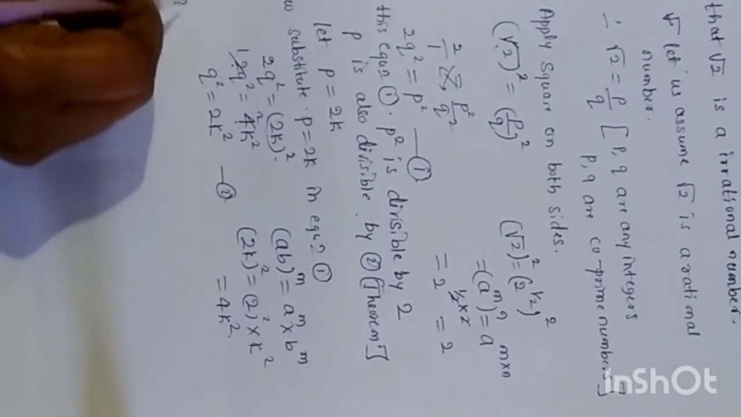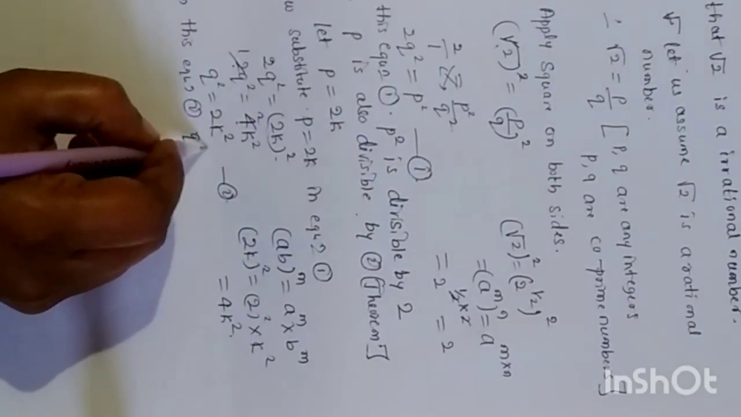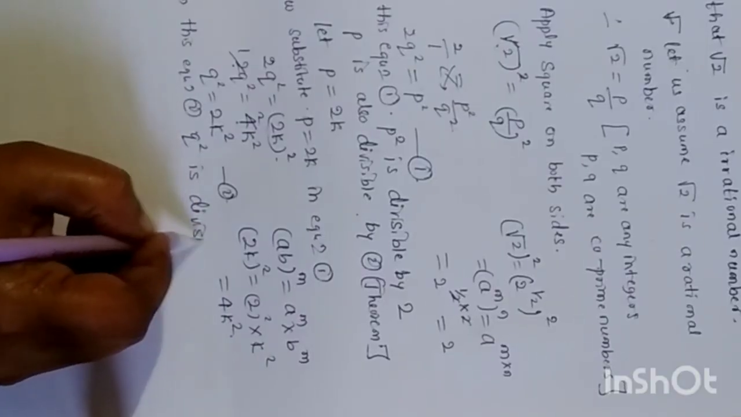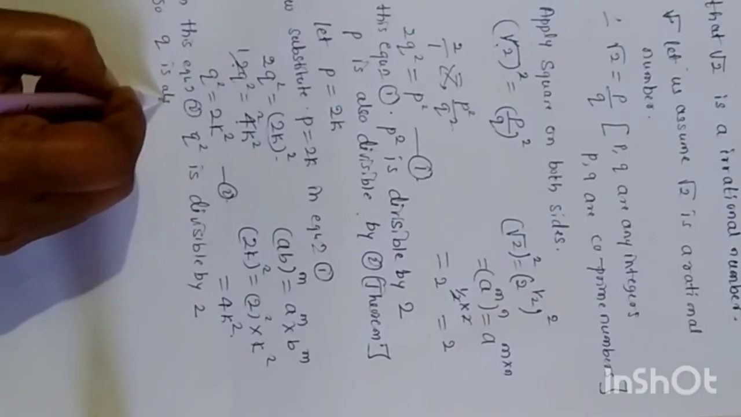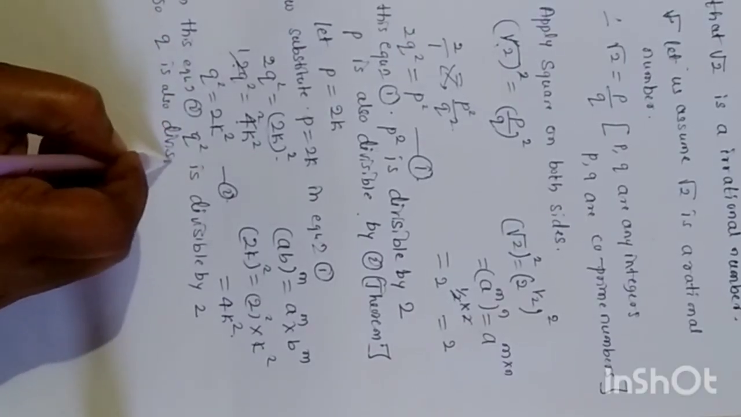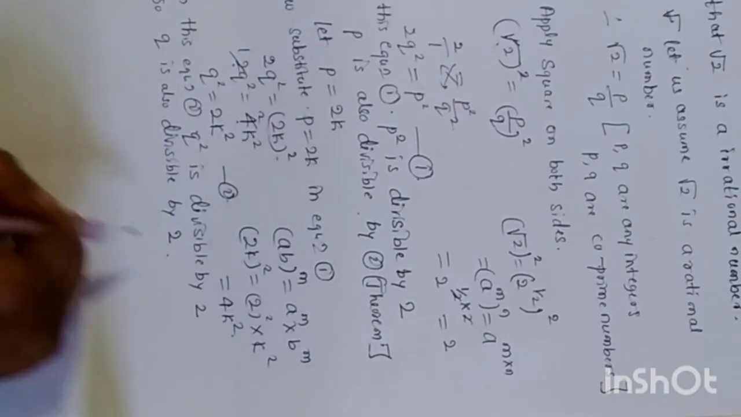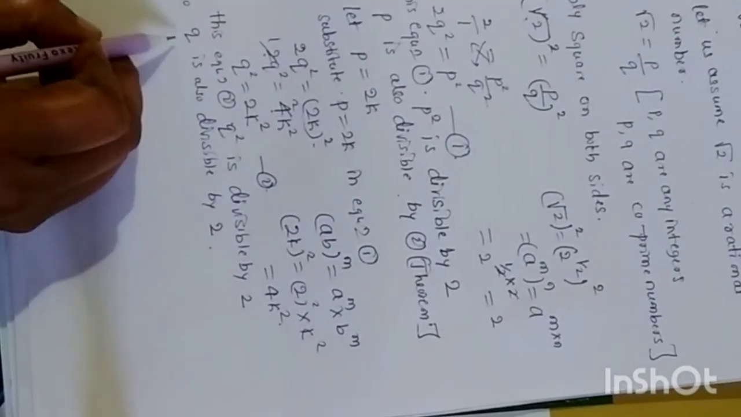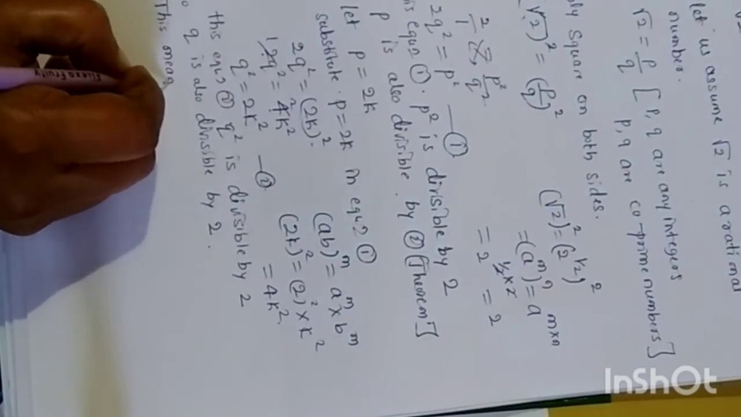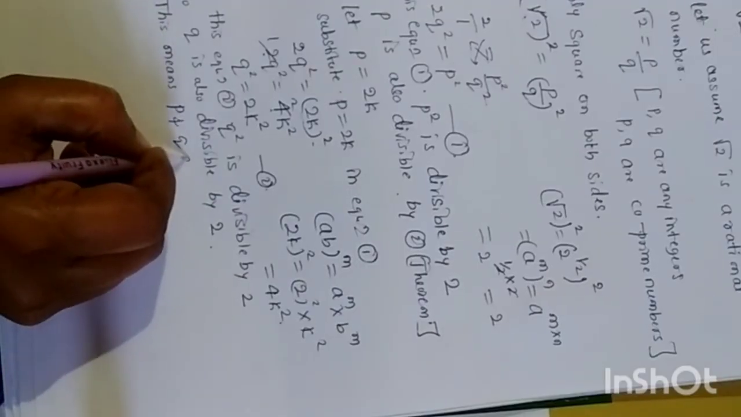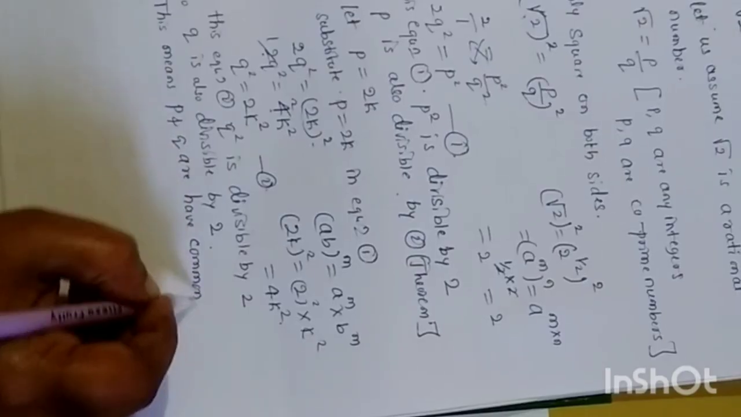From equation number 2, we know that q square is divisible by 2. So q is also divisible by 2. This is also our theorem statement. When q square is divisible by 2, then q is also divisible by 2. This means p and q have common factor 2.